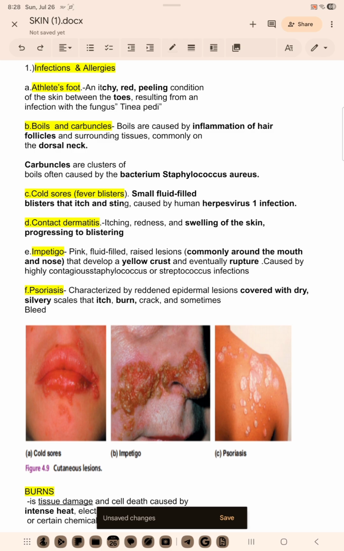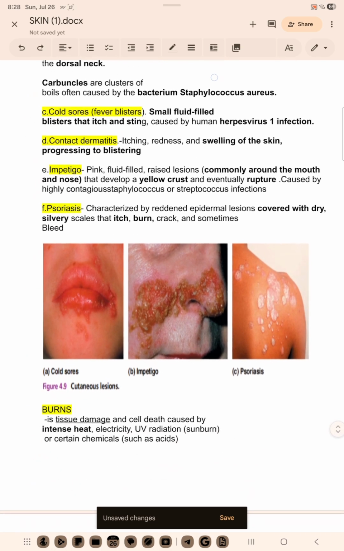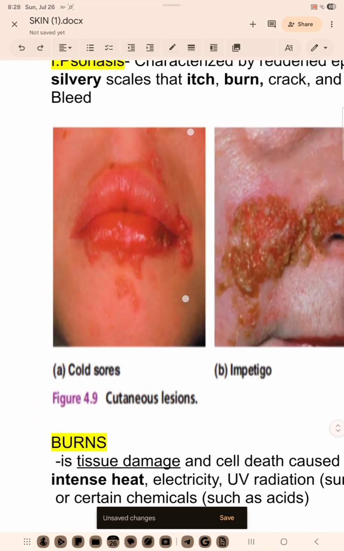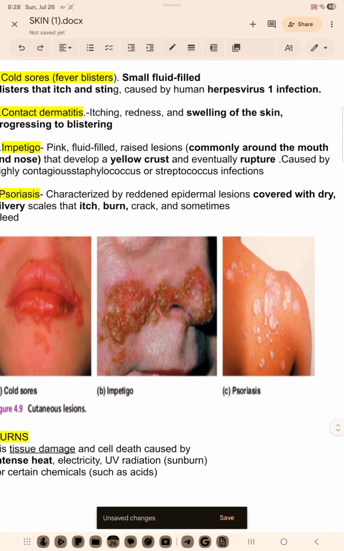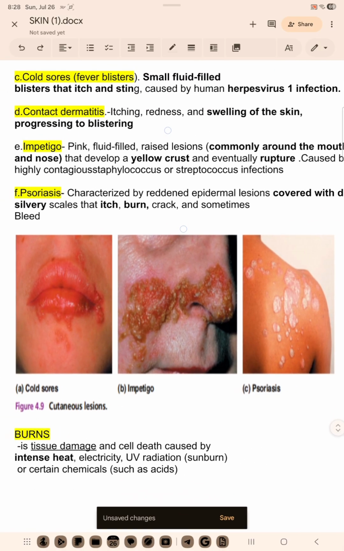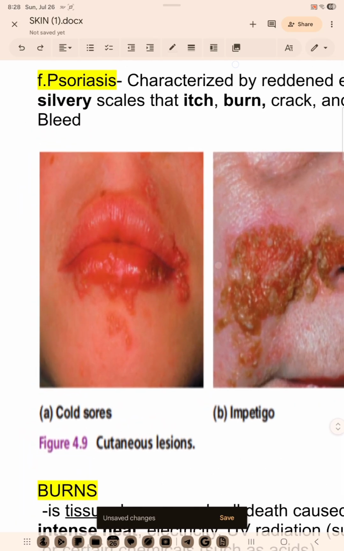Then next is cold sores, which look like this. Cold sores present with itching, redness, and swelling of the skin, progressing to blistering.